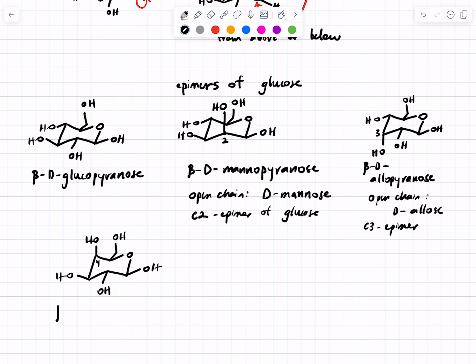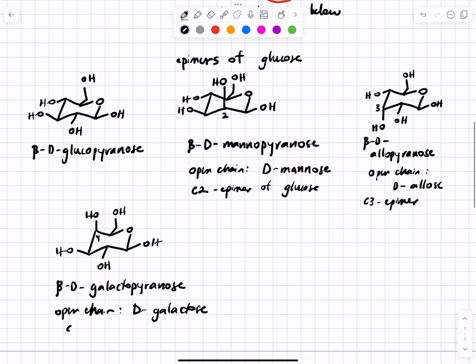So we would call this beta-D-galactopyranose, and its open chain form would be called D-galactose. And as I said, it's the C4 epimer of glucose. So you need to have these structures memorized. You need to know the names as well. I've drawn the beta anomers. You should recognize the alpha anomers.